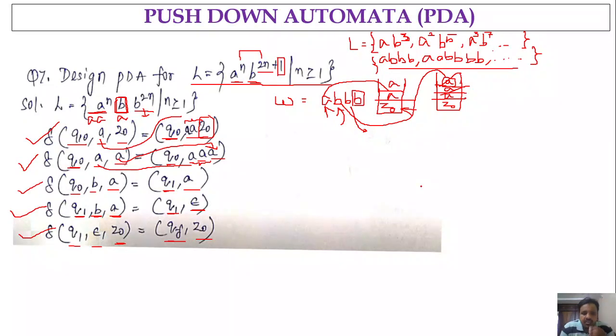So I think the process is clear to you. Let me explain with one example here by using these transition functions. So a, b, b, b. This is the string, right? First thing, let me erase all this so that you will understand this concept clearly.